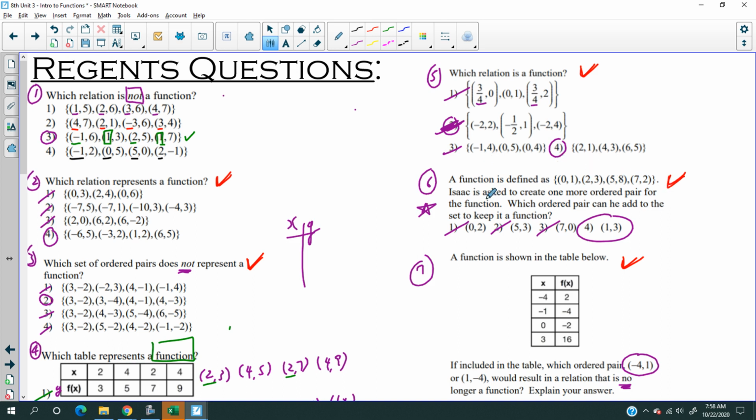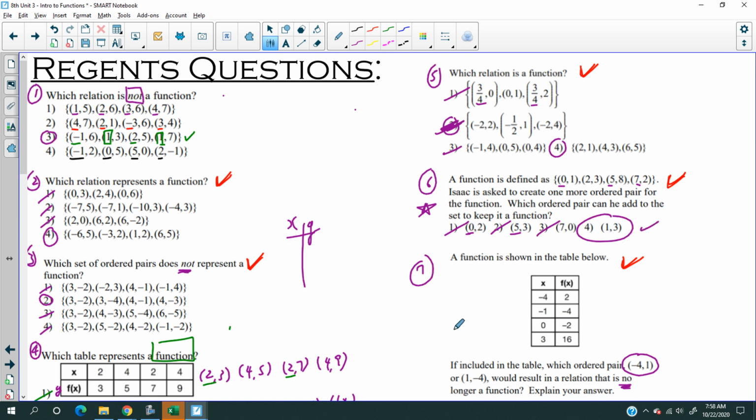Because look, here, look at these numbers. They're saying, which one of these can you fit in there and it will still be a function? So look at 1. The 0 repeated, so no, that wouldn't keep it a function. 5, same thing, that repeats, and then 7, that repeats, so that leaves us with 1, because that would give us 0, 1, 2, 5, 7. So that keeps it a function, okay?